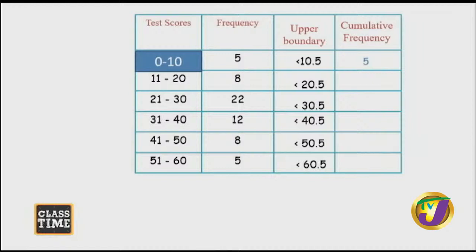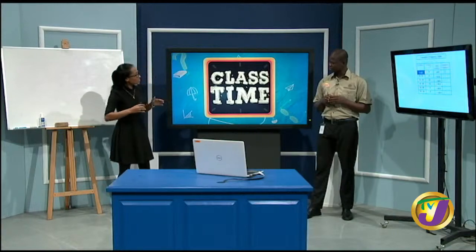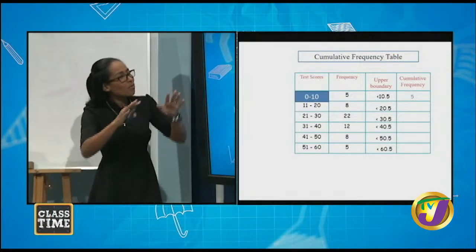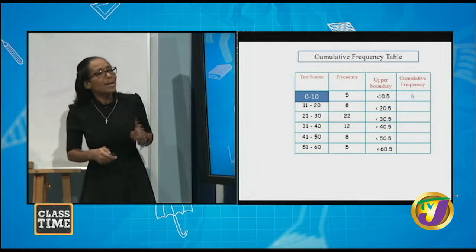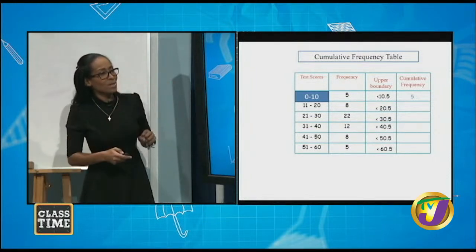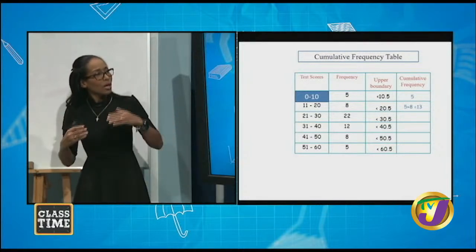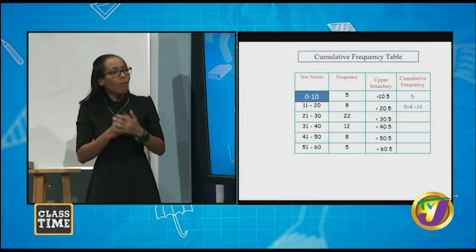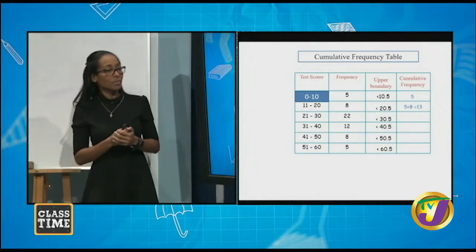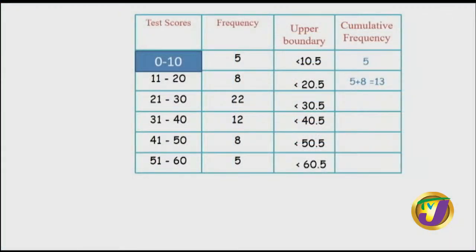Hold on. I'm trying to get the first one. So is it that the cumulative frequency being 5 for the first class is because there's no class before that first? Oh, so I have to start off with my 5 there. Oh, so that means my second cumulative frequency would have been 13. All right, 5 plus 8 gives me 13. Oh, so I see. What does the 13 really mean? The 13 means 13 students would have received less than 20.5.